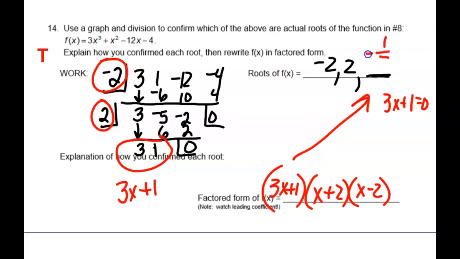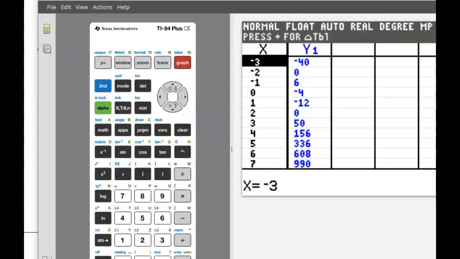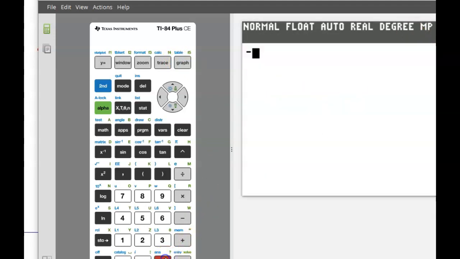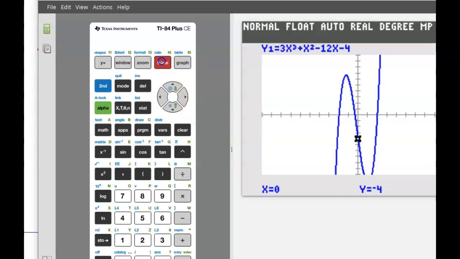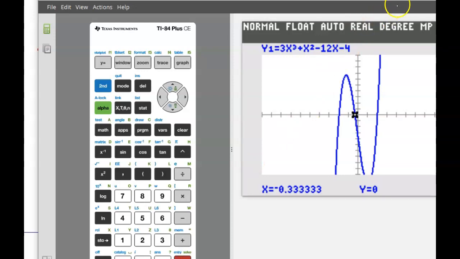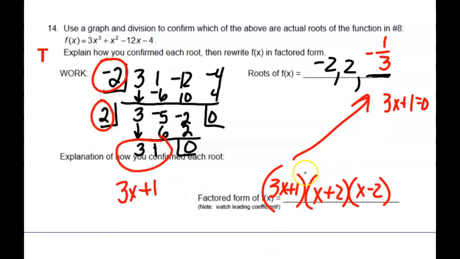Get -1/3. Does that reflect with our graph? Did it cross over here at a... Yep, just to the left. Okay, we could have typed -1, trace -1/3, and it would work. And it would say that is the other 0. This will not work. You will not get full credit if you write this.